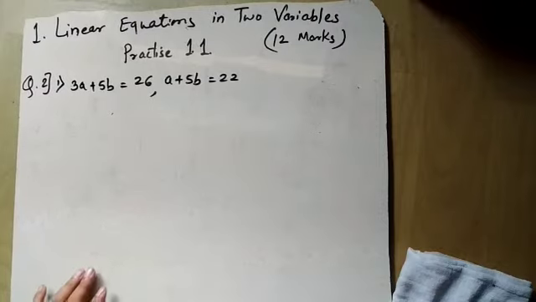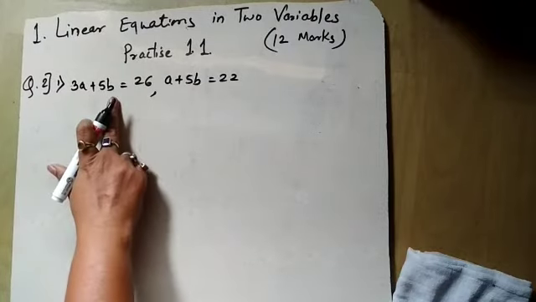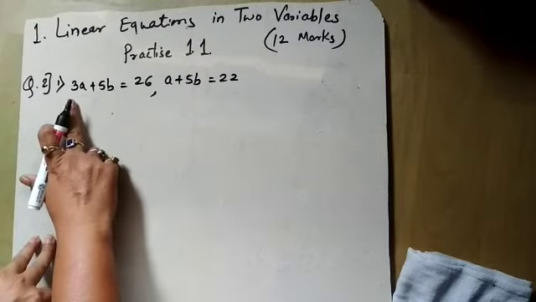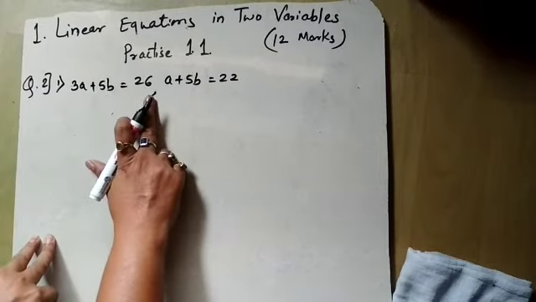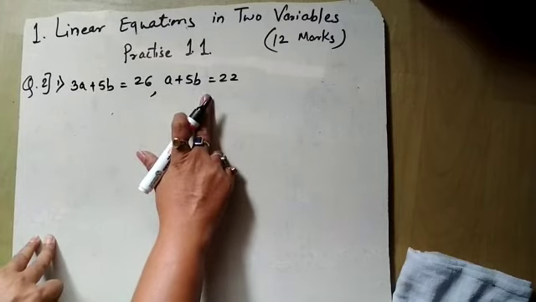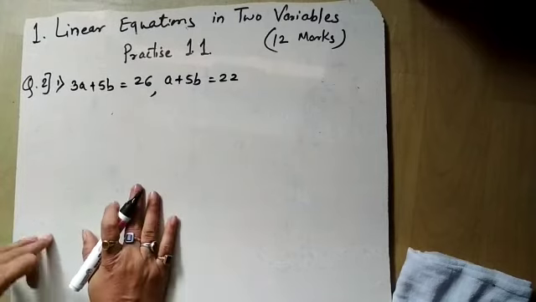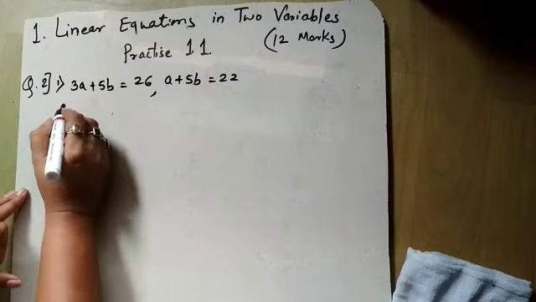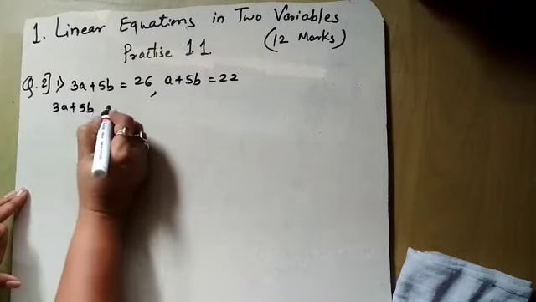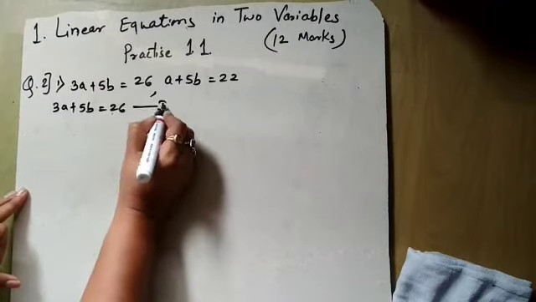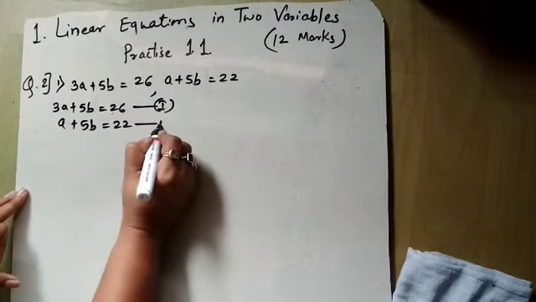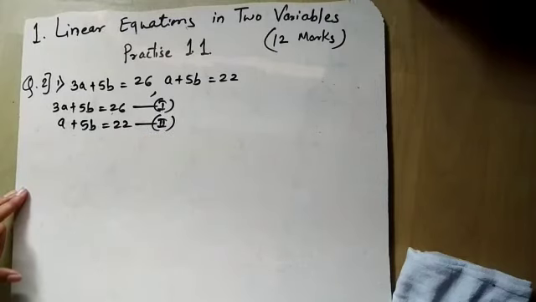First of all, you have to observe that both the variables should be on one side and the constant term will be on the other side. If it is not so, do it and then give the numbers. Here already a and b are on one side and 26 on the other side. Same thing is for equation 2 also. So if the equations are given in a proper form, no issues. If it is not, then you do it and then give the equation number. Here 3a plus 5b equal to 26 will be my equation number 1. a plus 5b equal to 22 will be my equation number 2.